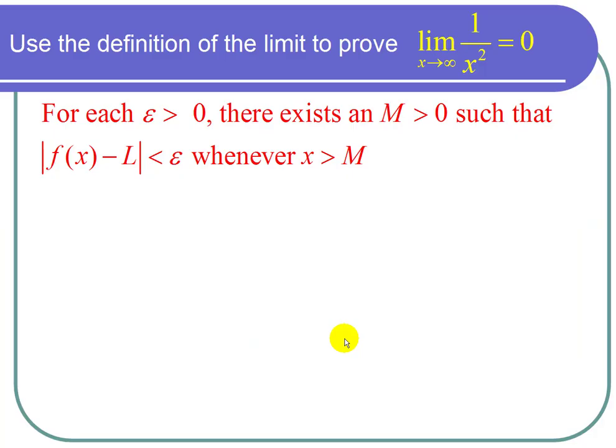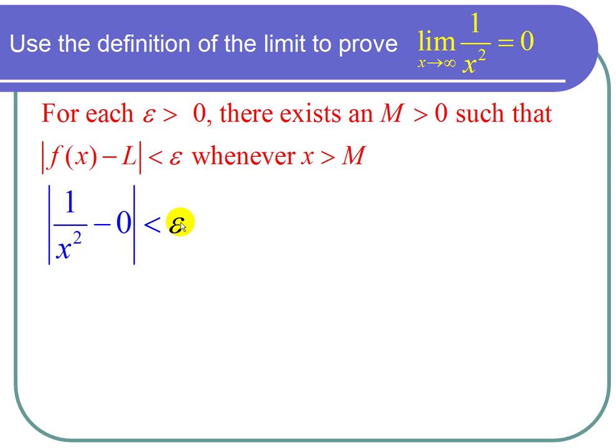And it says for each epsilon greater than 0, there exists an m greater than 0, such that absolute value of f of x minus L is less than epsilon whenever x is greater than m. So let's make sense of absolute value of f of x minus L is less than epsilon. f of x is a function which is 1 over x squared, and L is the limit, which is 0. So I can rewrite that as the absolute value of 1 over x squared minus 0 is less than epsilon.